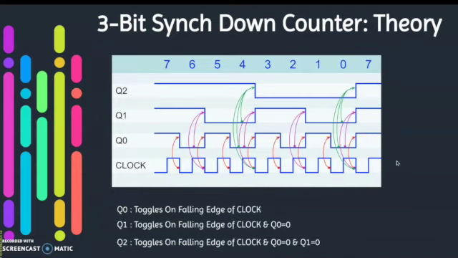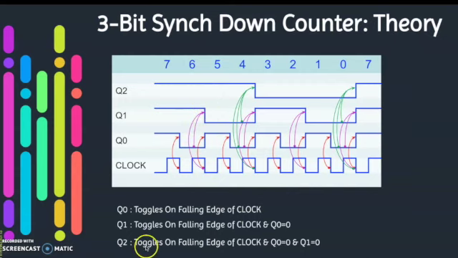Okay, so now we're going to take a look at the theory behind a down counter. So we go 7, 6, 5, 4, 3, 2, 1, 0, then it resets back to 7. If we start here, we have our clock signal. Falling edge of the clock, Q0 is going to trigger, so Q0 started high, drops low. Q1 is going to toggle on the falling edge of the clock, and when Q0 is 0. So now that's this purple arrow. This is falling edge, this is at 0. So this is starting at high and dropping to low.